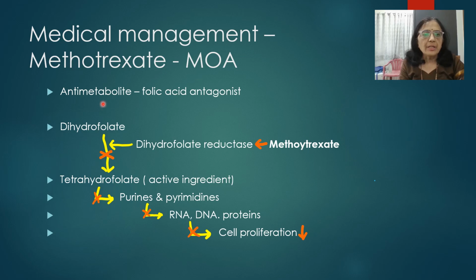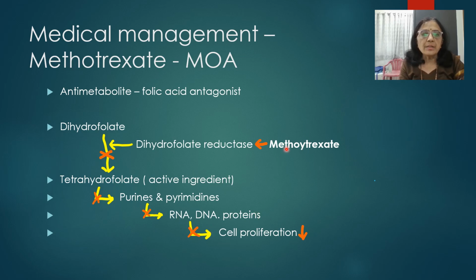Mechanism of action is anti-metabolite and folic acid antagonist. So how it acts is, dihydrofolate needs dihydrofolate reductase for its conversion to tetrahydrofolate. Tetrahydrofolate is the active ingredient. This tetrahydrofolate leads to the formation of purines and pyrimidines, which further lead to the formation of RNA, DNA, and proteins, leading to cell proliferation.